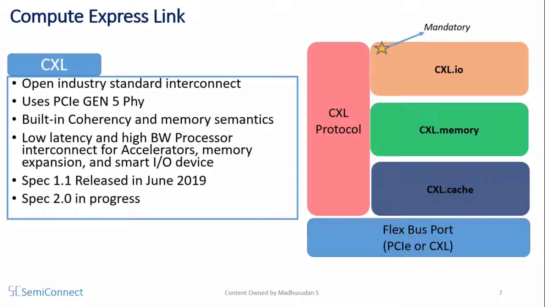CXL protocol. So the CXL protocol, mainly at the transaction level, talks about CXL.io, CXL.memory, and CXL.cache. These three protocols make up what is called the CXL protocol, and it is built on top of what is called a Flex Bus core, which is nothing but PCIe 5. And on top of that, you could have the CXL or the PCIe protocol running. Right? So that's Compute Express Link for you.